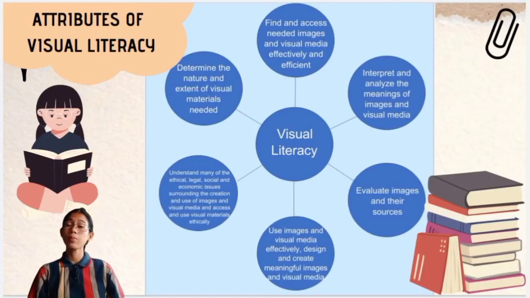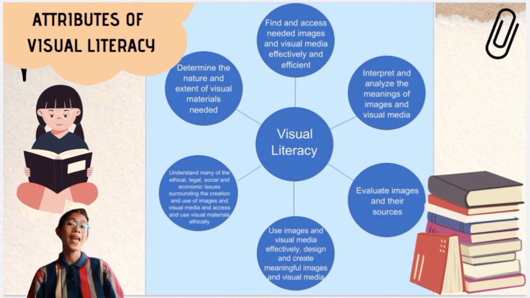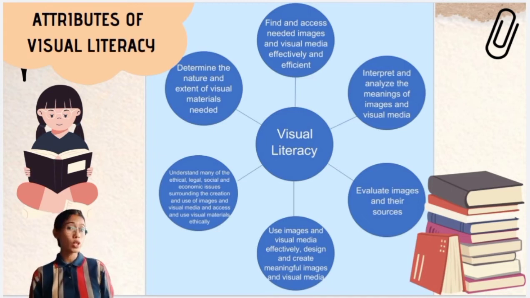The different attributes of visual literacy. There are some considerations you can make to become visually literate. So, determine the nature and extent of visual materials needed. What type of images do you need? What format would work best for your needs, and what do you need the image to depict? Find and access needed images and visual media effectively and efficiently. Who would have the image that you need? Are you looking at reliable sources for images?